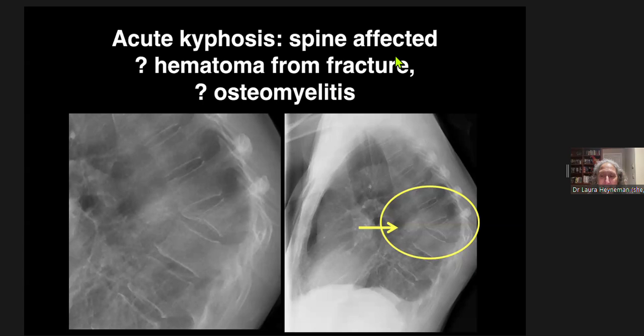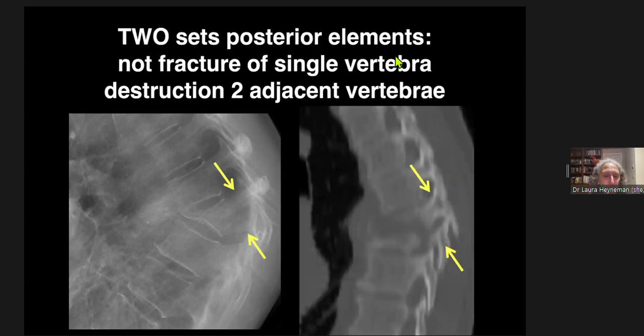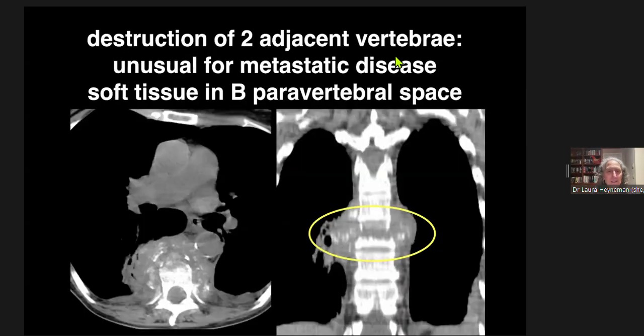Looking at a magnified view of this spine, you notice that there are actually two sets of posterior elements for what seems to be a single compression. So the fact there are two different posterior elements tells me that there are actually two vertebral bodies involved here that are adjacent to one another and look like they are being destroyed, bottom of one vertebral body and the top of the next. So this is likely not just a fracture with hematoma.